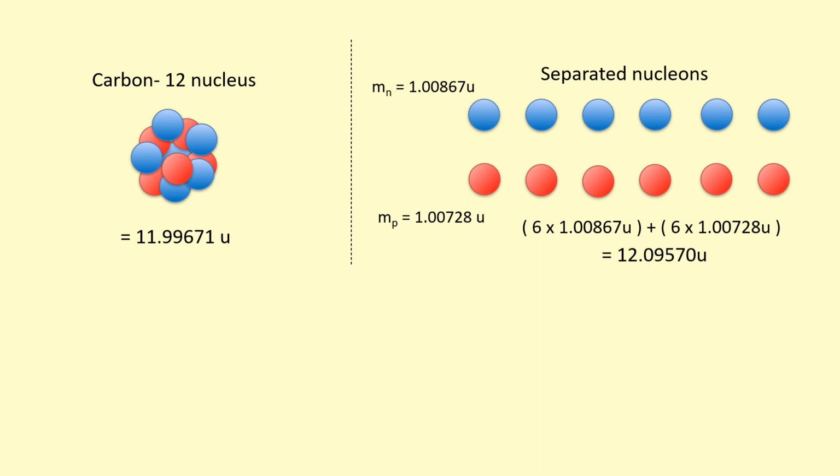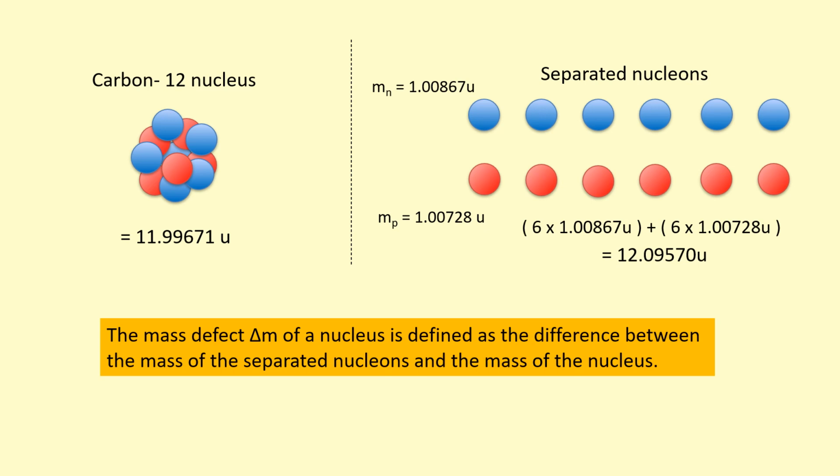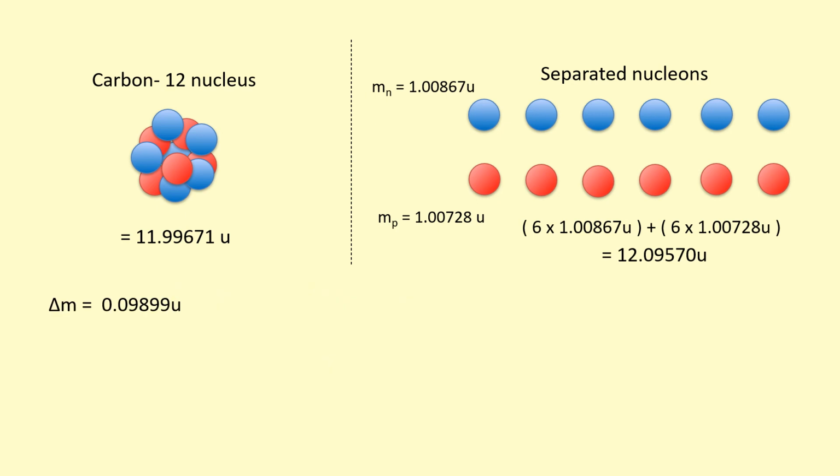And you find that the mass of the separated nucleons is actually larger than the nucleus. Okay, what's the difference between these two? Well, the separated nucleons have extra energy that we've put in, the binding energy, in order to separate them. Okay, and this difference in the mass is called the mass defect. The mass defect is defined as the difference between the mass of separated nucleons and the mass of the nucleus. So in this case, it's 0.09899 U.